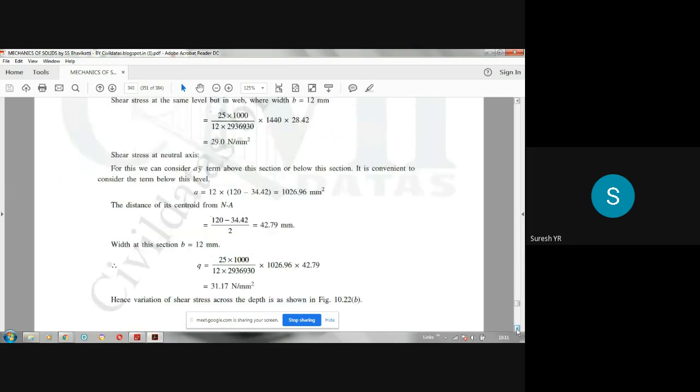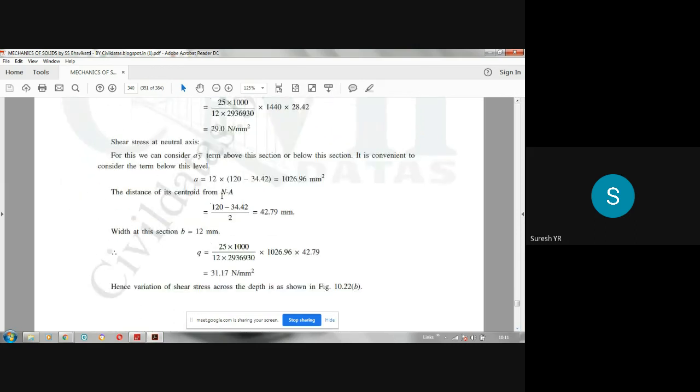See here, he has written the area is 12 into 120 minus 34.42, that is 85.58. If you multiply that, you will get this much. This is the area in millimeter square. And the distance of its centroid from the neutral axis is naturally half of that. So put B equal to 12 mm. This is what I told.